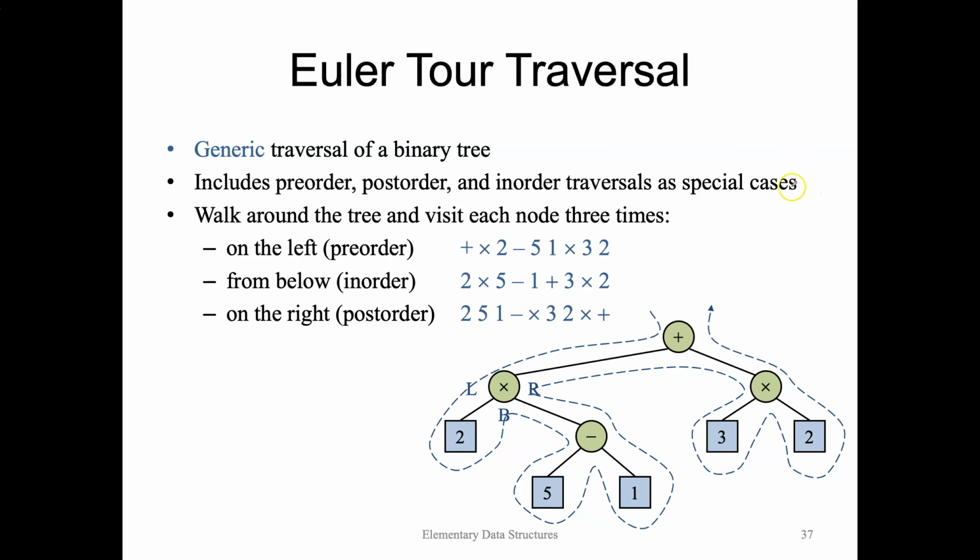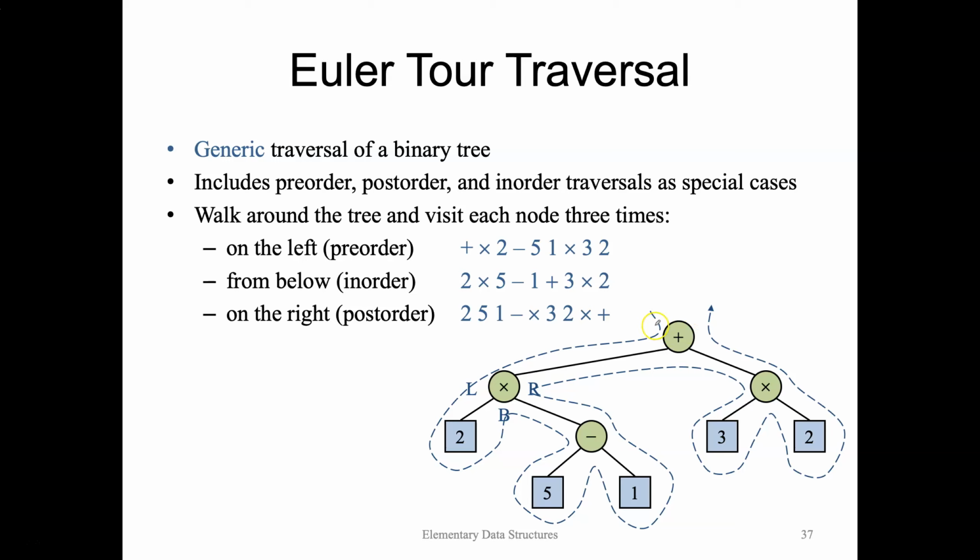So the idea is that we have a call where we visit from the left, we visit from below, and we visit from the right. So 3 different calls to visit. We visit from the left prior to recursively calling on children. We visit from below after we've recurred on the left, but before we recur on the right. And we visit from the right after we have recurred on all children. So this is a combination of all 3 of those traversals.